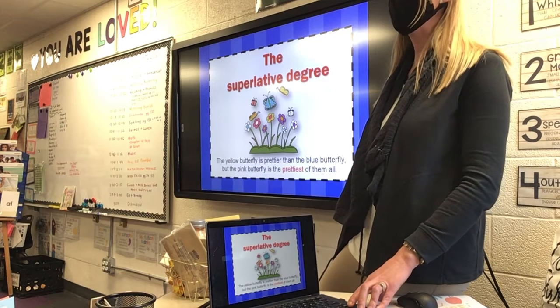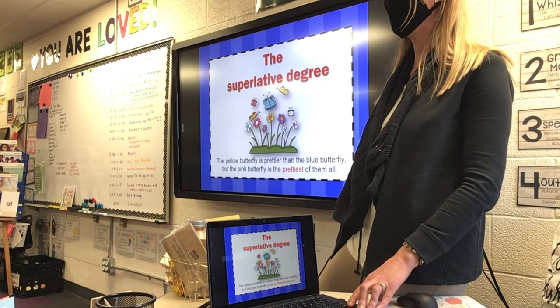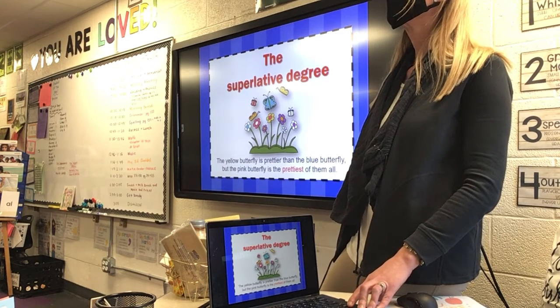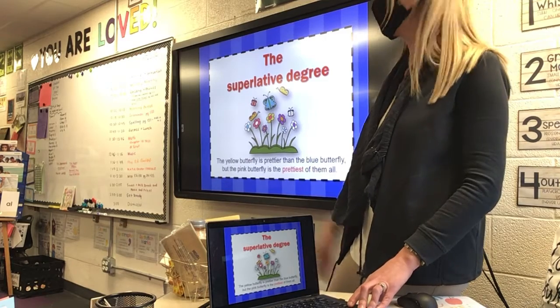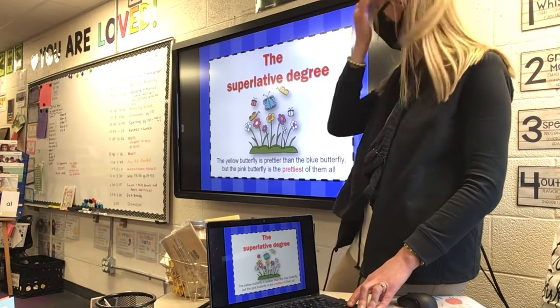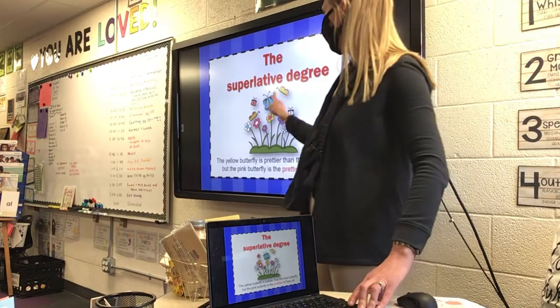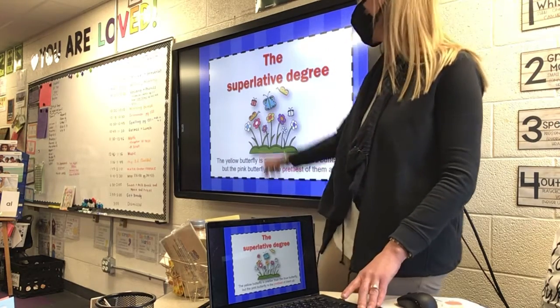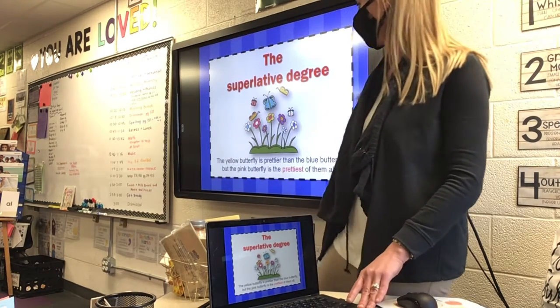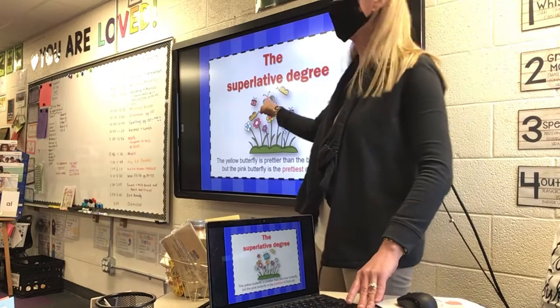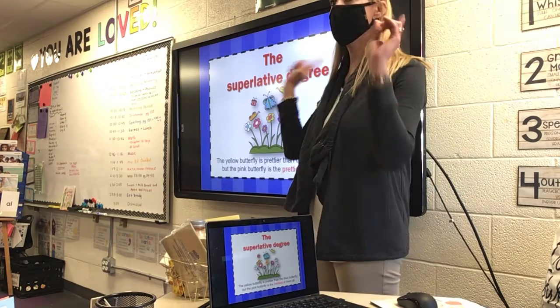Now, look at these butterflies. How many butterflies are there? Everybody count them right now. All right, how many butterflies? 5. Okay, so there's 5. 1, 2, 3, 4, 5. Now, if I look at this yellow one, I can say the yellow butterfly is prettier than the blue. So I'm only comparing the two.